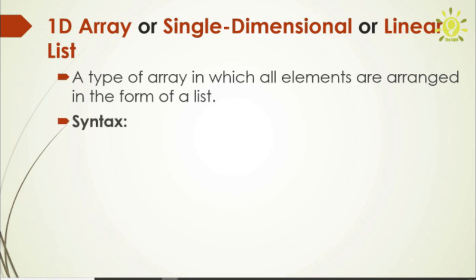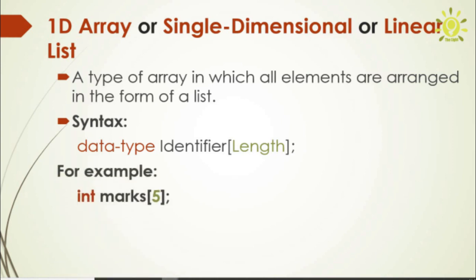A one-dimensional array is a type of array in which all elements are arranged in the form of a list. For the syntax, use the data type that you want; it may be float, integer, double or another. The identifier is the name of the array, and within square brackets you type the length, which indicates the total number of elements. It must be a literal constant or symbolic constant. For example, int is the data type, marks is the name of the array, that is the identifier, and 5 is the length of the array. So only 5 elements can be entered in this array.